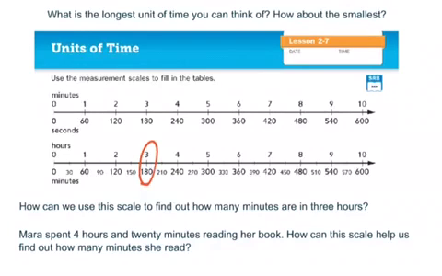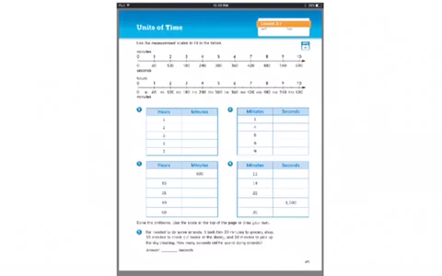And then here's a question you're going to try and answer, and then we'll check to see how you're doing. Mara spent 4 hours and 20 minutes being lost in her book. How can this scale help us to find out how many minutes she read? Take a look at that, see if you can answer that. We're going to talk about that a little bit more in class.